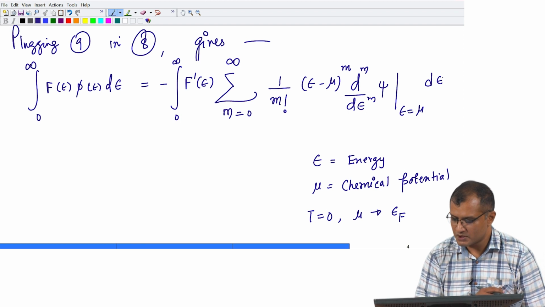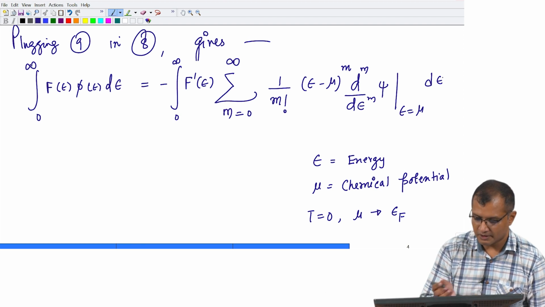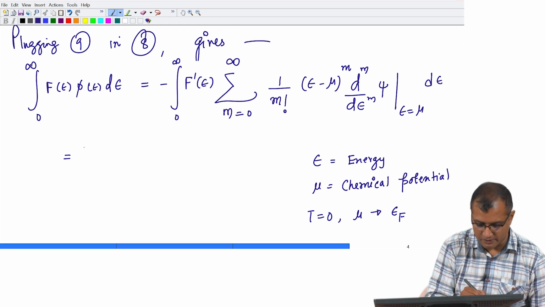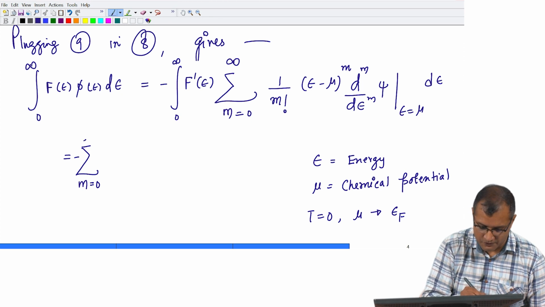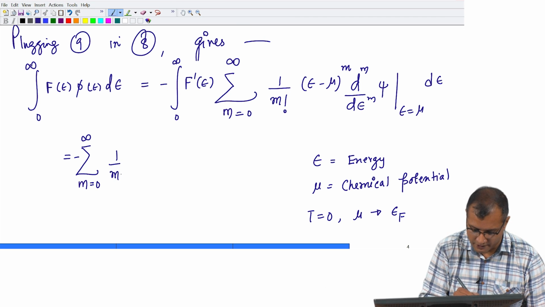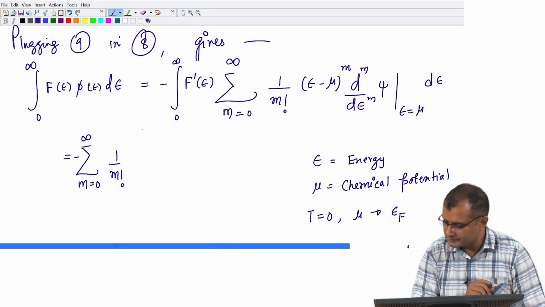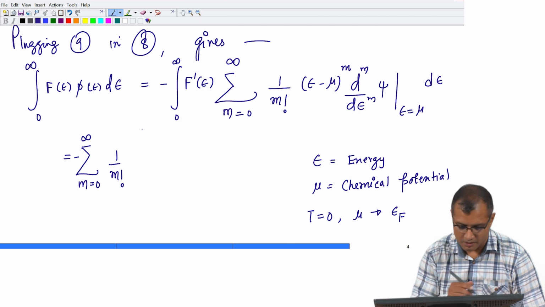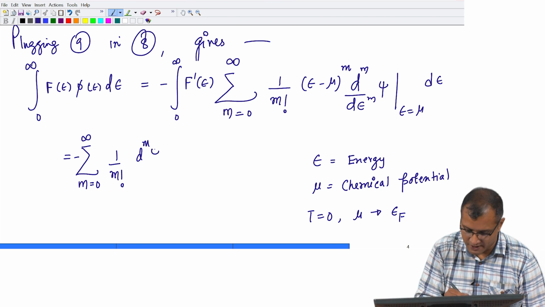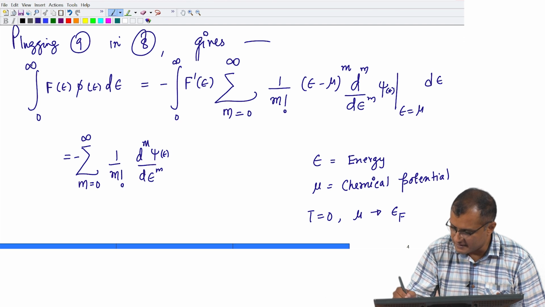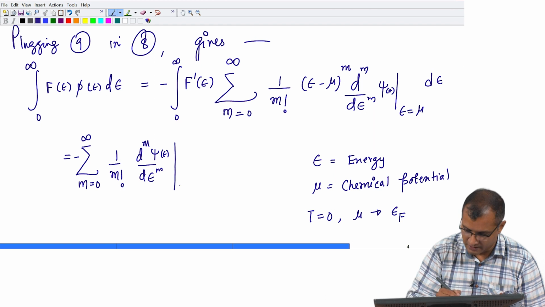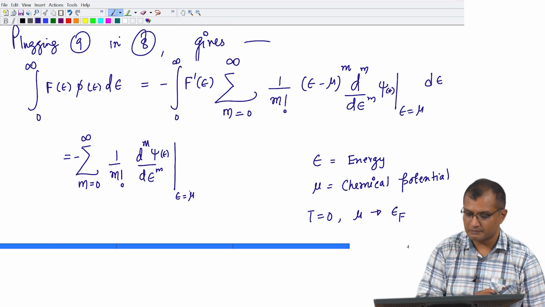I can take out the terms which do not depend on epsilon outside the integral, and in doing so I can take out the entire summation. So, I can write down negative summation of m going from 0 to infinity 1 upon m factorial, and I can also take out the mth derivative of psi with respect to epsilon, because keep in mind that the mth derivative of psi, that is a function of epsilon, at E equals to mu is independent of E, okay.